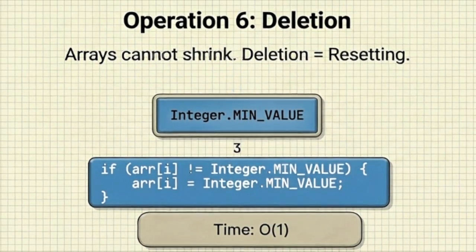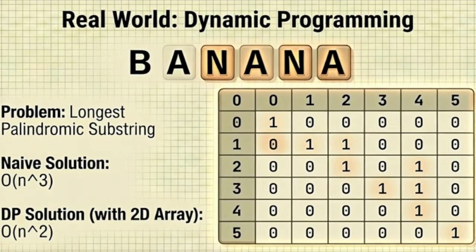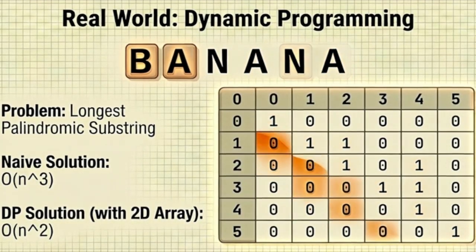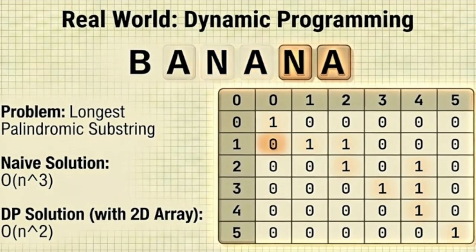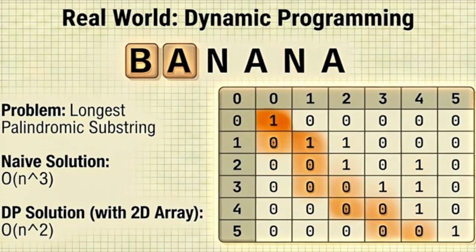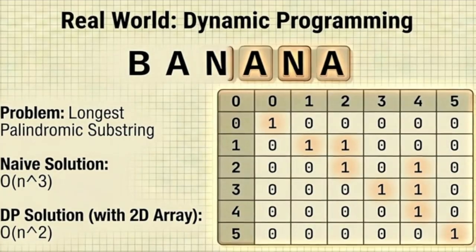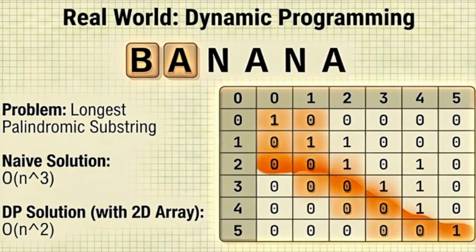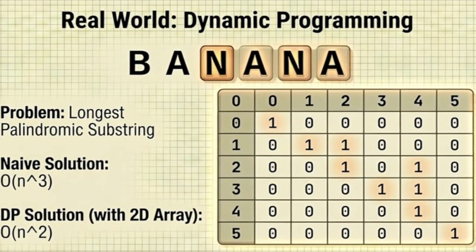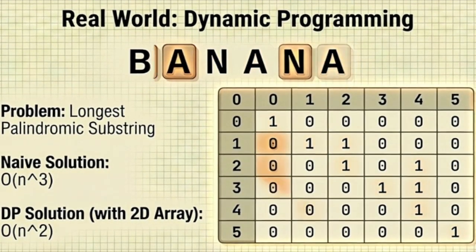Where do we actually use this? First, dynamic programming. Look at the longest palindromic substring problem. A naive solution is big O(n^3), which is too slow. By using a 2D array to store our intermediate results, we drop that down to big O(n^2). The array acts as a cache for our logic.